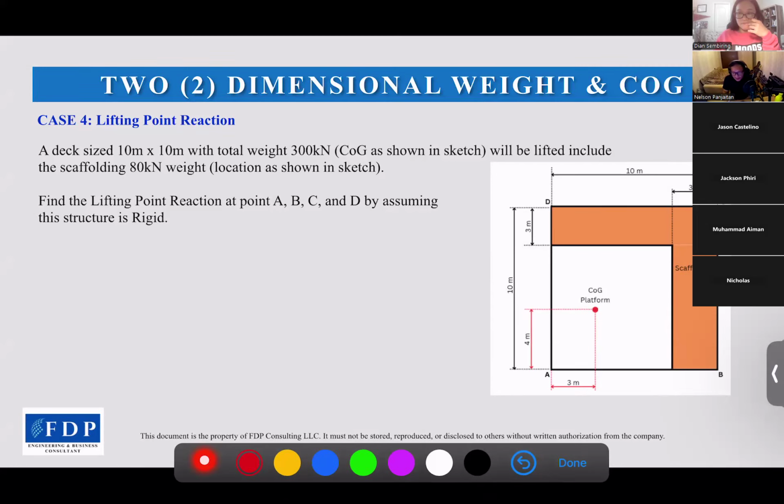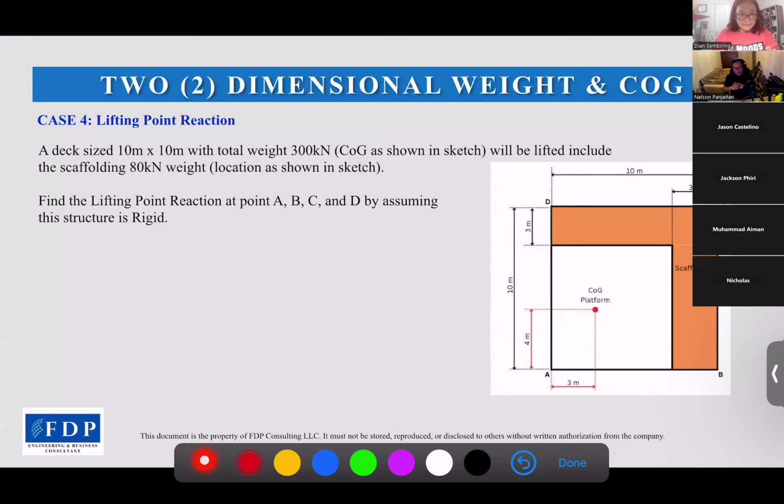So for the COG calculation, is there any question, or maybe you have cases related to the COG? Do you have any question or any case from your side related to this lesson that you want to share with us? Feel free to share with us.